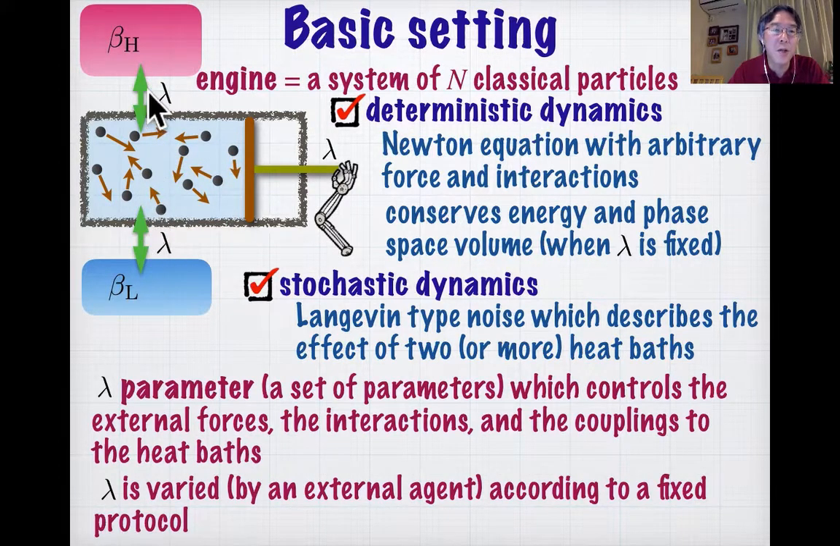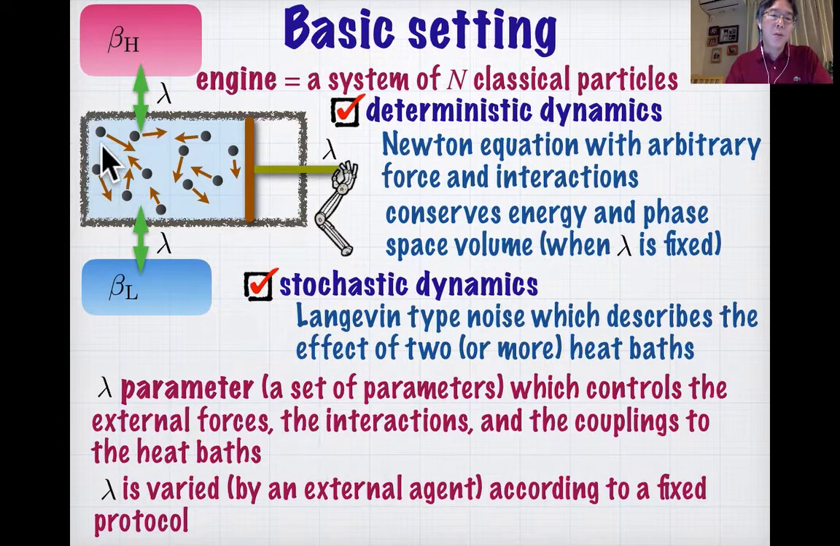And of course, the engine is interacting with a heat bath. So here we use stochastic dynamics. And to describe the interaction between the engine and the heat bath, we use Langevin type noise, which describes the effect of two or more heat baths. Okay, and the important thing is this parameter lambda. Lambda is a parameter or set of parameters which controls the external force like this, or the interaction and the couplings to the heat bath.